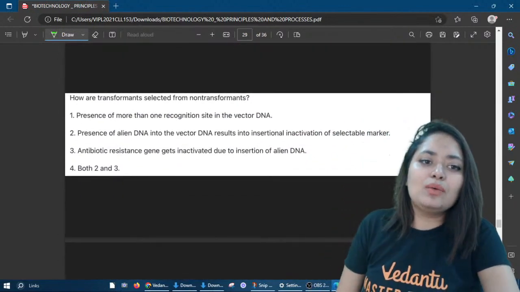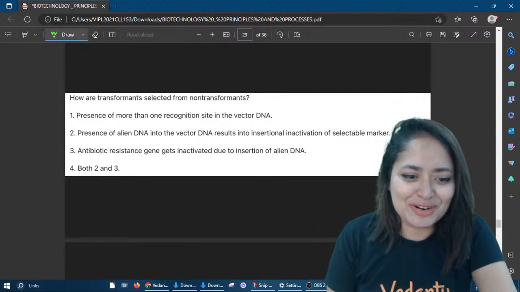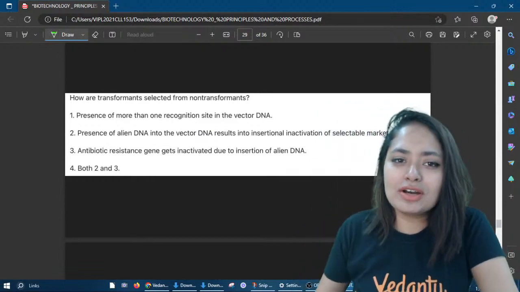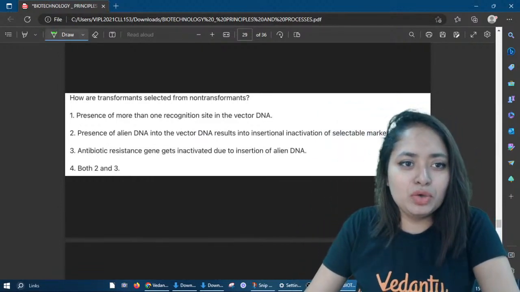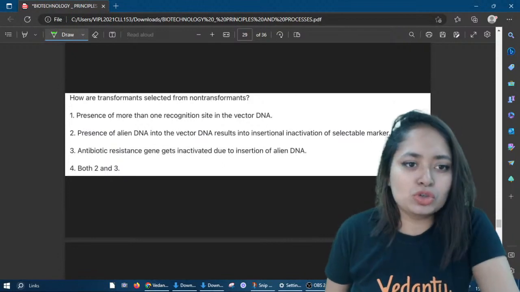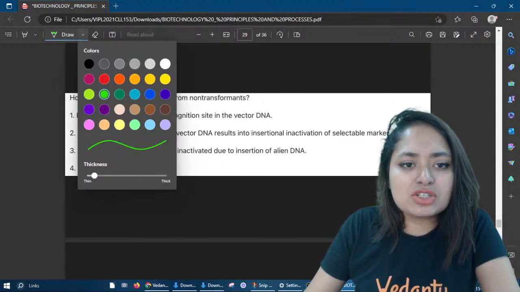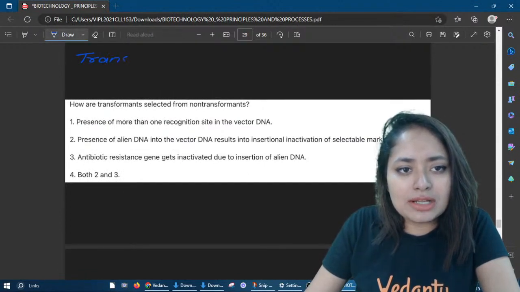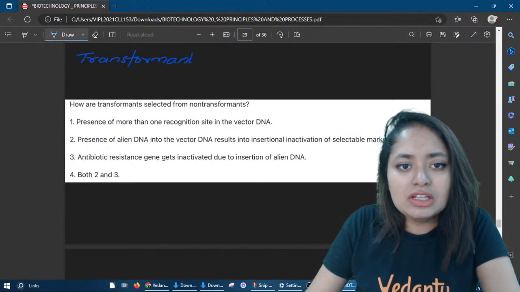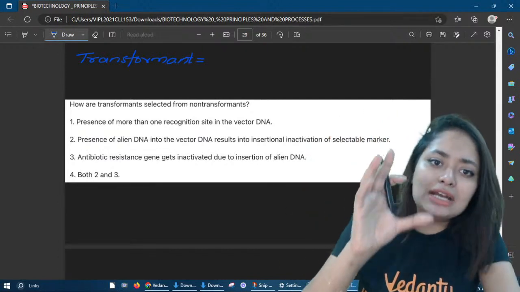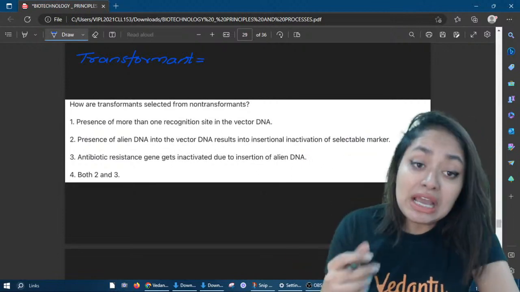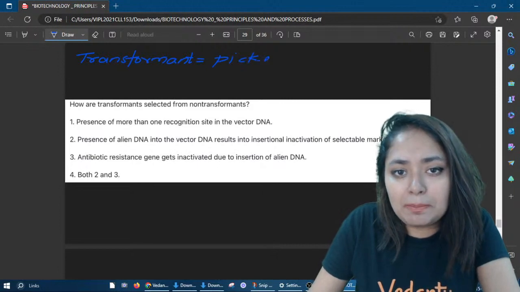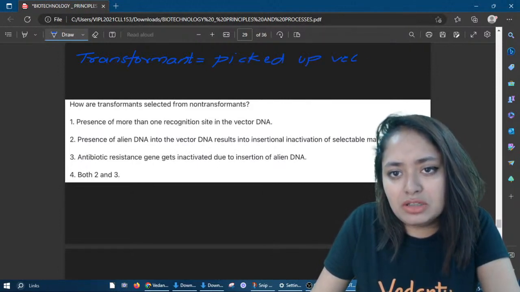There you go. How are transformants selected from non-transformants? Good question. Beautiful question. Soch ke batana hai. Define karna hai. What is a transformant or what is a non-transformant? Transformant matlab? Transformant means it has just picked up that particular vector that had to be picked up. Is it recombinant? We don't know that yet. Transformant means it has picked up the vector, the gene of interest.